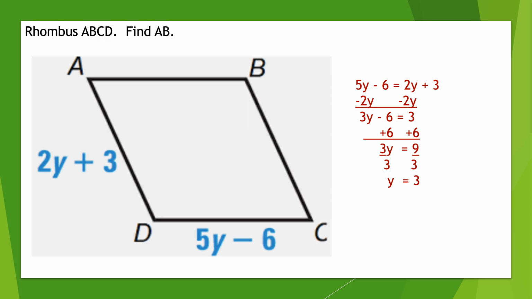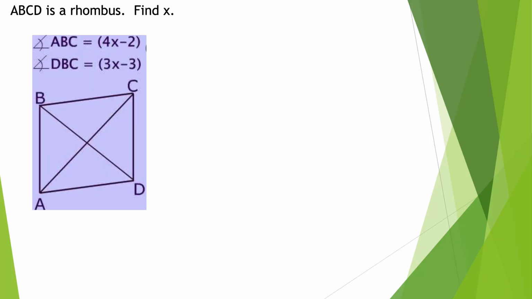Doesn't ask for y. Oh, what are they asking for, as Mr. Breeze would say? 2y plus 3, AB. AB is across from CD, but it's a rhombus, so they're all equal. It's the same as AD. It doesn't make a difference. So 2 times 3 is 6, plus 3 is 9.